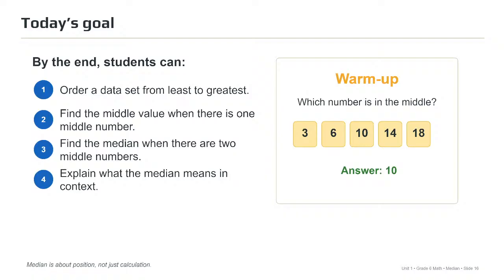The goal for today: by the end, students can order a data set from least to greatest, find the middle value when there's one middle number, find the median when there are two middle numbers, and explain what the median means in context. So, which number is in the middle? It's obvious, 10. This is easy. We'll see some harder ones later.